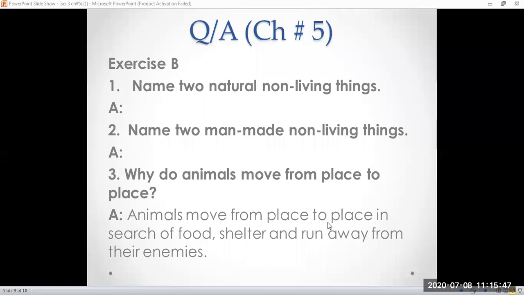Arshaman, now you have done it, so we will move towards our homework. Arshaman, have you done it?